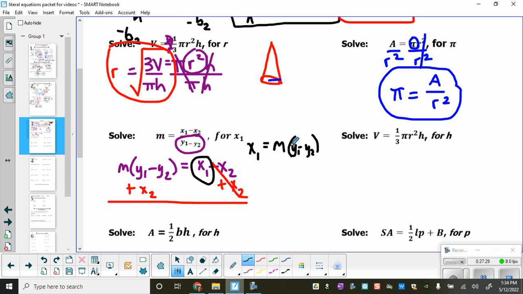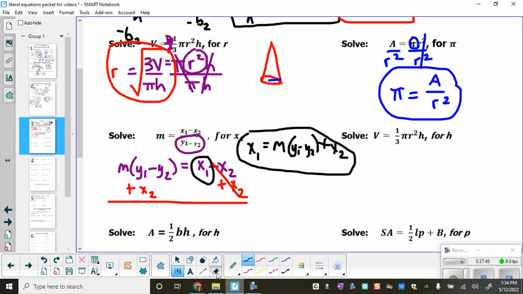It equaled that plus x sub 2. So the x sub 1 equals m, and then parentheses y1 minus y2, and then we add the x sub 2. That's this thing plus the x sub 2, and that is our final answer.